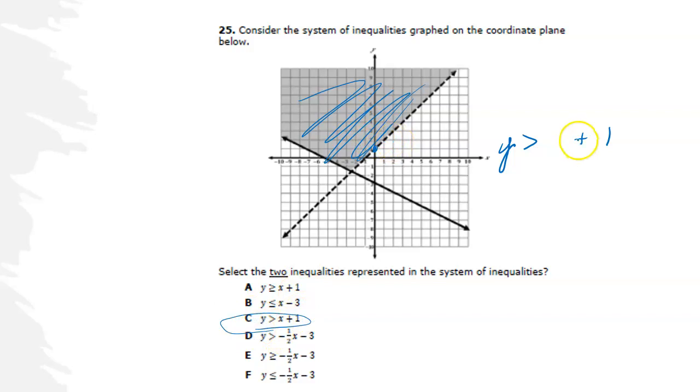So x would be 1. So rise 1, run 1, rise 1, run 1. Yes. Solid line, it's shaded above, so greater than or equal to. It goes through -3. So greater than or equal to, and -3. That's the only one. -1/2, rise 1, run 2, rise 1, run 2.